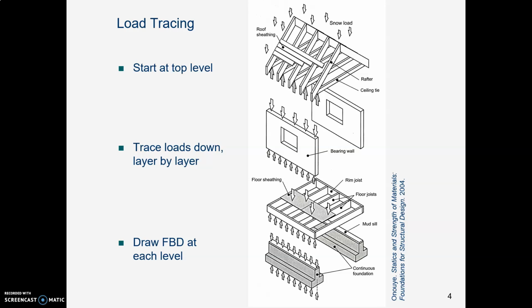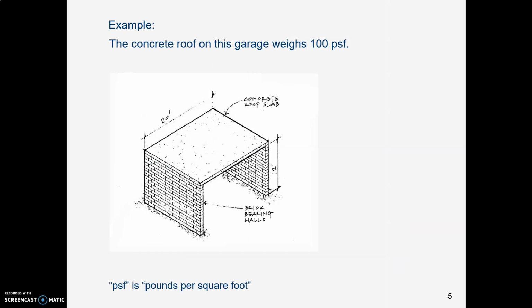When we do load tracing, we start at the top and we just add up how much weight is up here, add that to how much weight is in the next layer, add that to how much weight is in the next layer, and at each layer we draw a free body diagram of that thing. And we're going to practice that in a little bit.